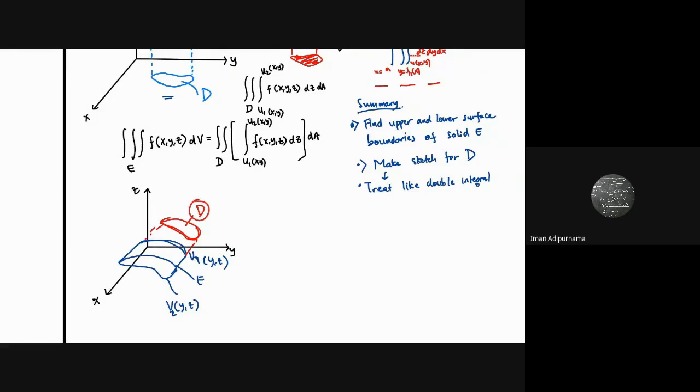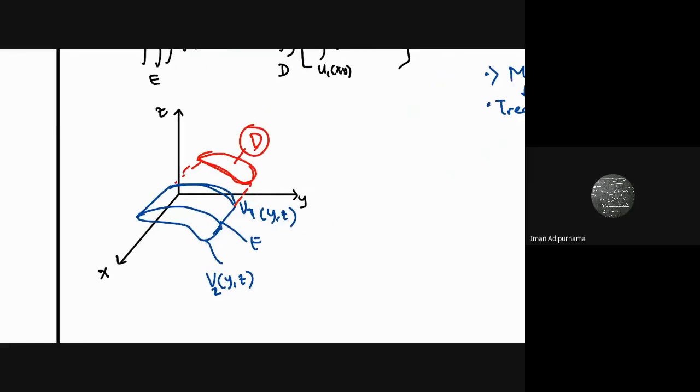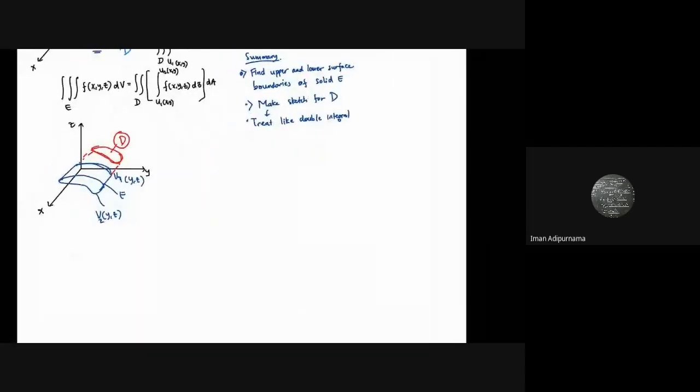Okay, this is the important one, because sometimes when you have the surface here, you cannot really sketch the surface because it's a little bit too complicated. But as long as you know which one is surface one and which one is surface two, I think that should be good enough.